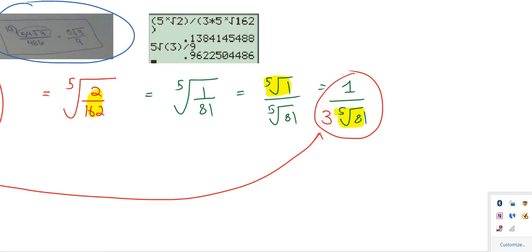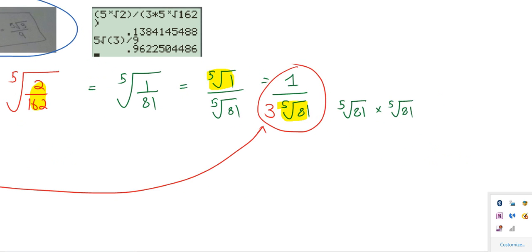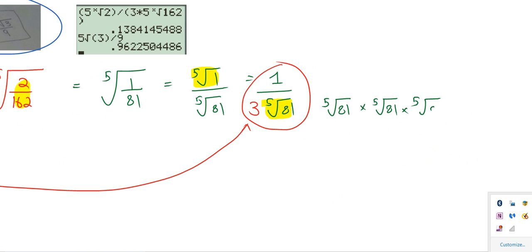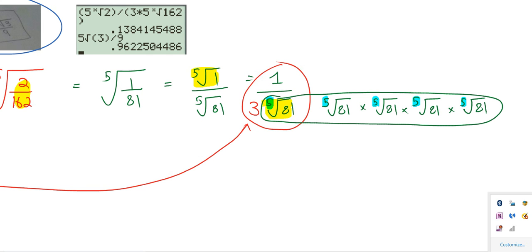the radical sign 4 more times. So the fifth root of 81 times the fifth root of 81 times the fifth root of 81 times the fifth root of 81. Since there's a 5 here, you need a total of 5 radical signs of index 5. So here's 1, 2, 3, 4, plus the 5th one. And if you multiply all that together on your calculator, you do indeed just get 81. So this would be 1 divided by 3 times 81.